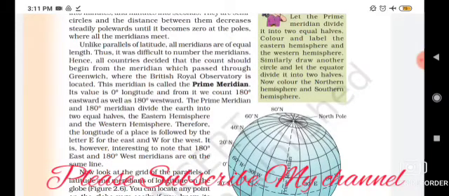That's why the countries decided that the count should begin from the meridian which passes through Greenwich, where the British Royal Observatory is located. That's why Greenwich is called the prime meridian. Its value is 0 degree longitude, and we count 180 degrees eastward and 180 degrees westward. So we consider 0 degree at Greenwich, with 180 degrees east of Greenwich and 180 degrees west of Greenwich.